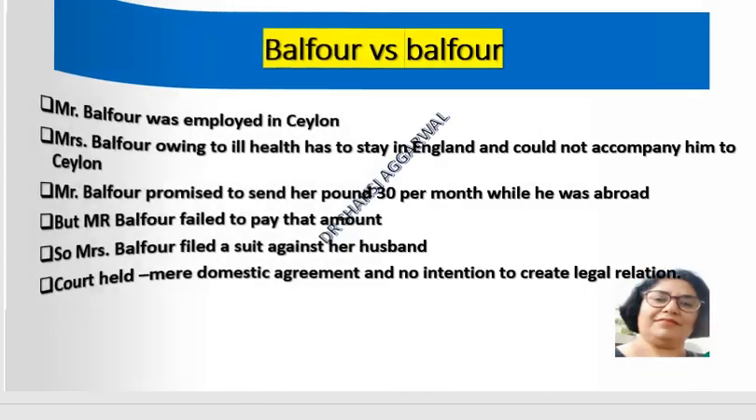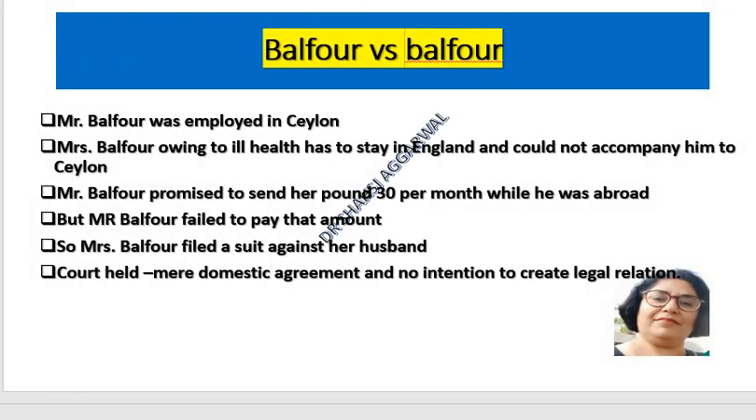So Balfour versus Balfour. Mr. Balfour was employed in Ceylon. Mrs. Balfour, owing to ill health, had to stay in England and could not accompany him to Ceylon. Mr. Balfour promised to send her £30 per month while he was abroad, but Mr. Balfour failed to pay that amount. So Mrs. Balfour filed a suit against her husband. The court held that it is just a domestic agreement.